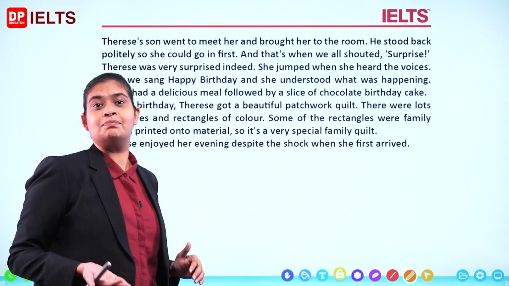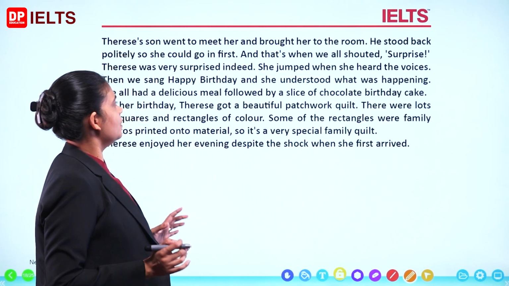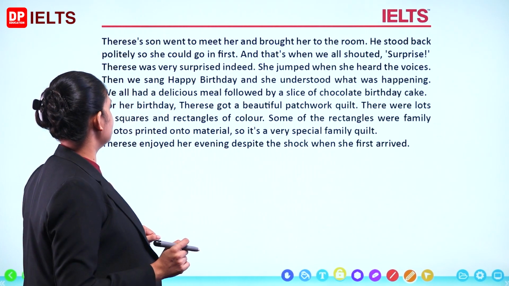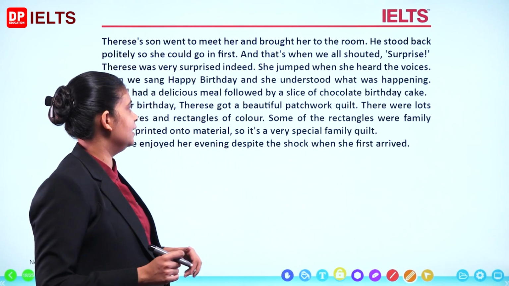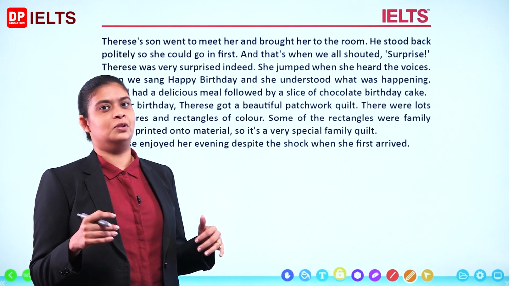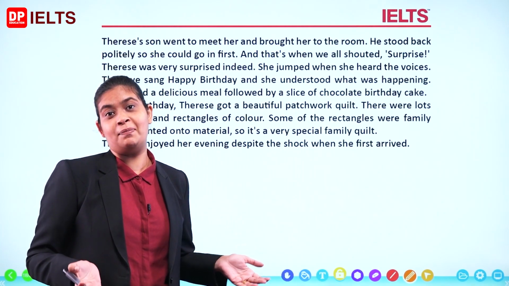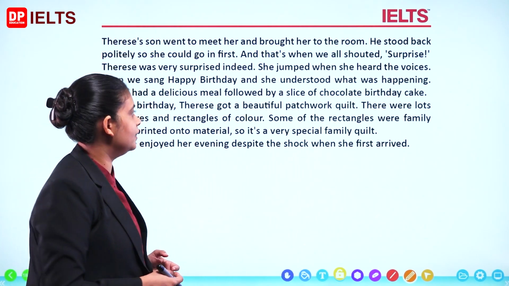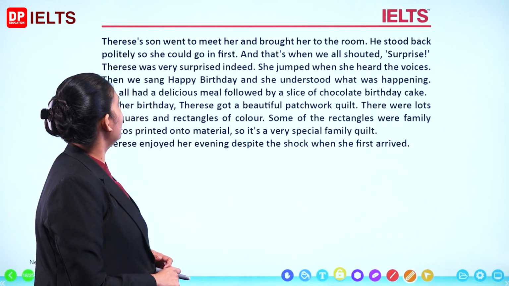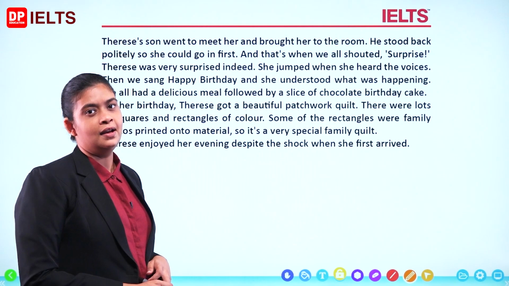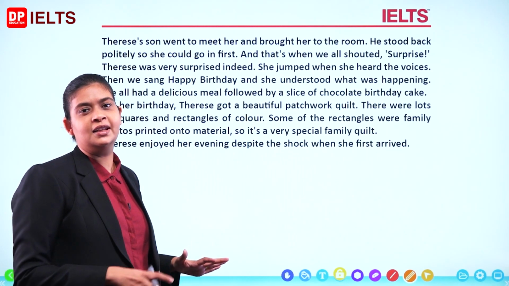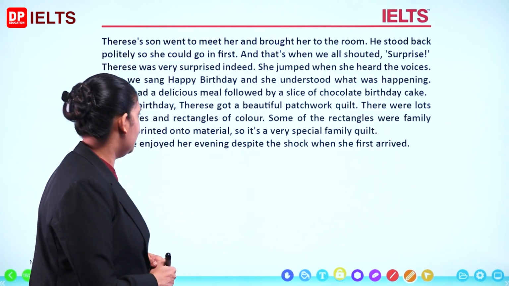Therese was very surprised indeed. ඉතින් Therese පුදුම වුණා. She jumped out when she heard the voices and then we sang happy birthday and she understood what was happening. ඉතින් අපි එකපාරට පැන්නා. මොකද බය වුණා. බය වෙලා ඊට පස්සේ අපි හැමෝම happy birthday කියනකොට එයාට තේරුම් ගියා මොකද්ද මේ කියලා. We all had a delicious meal followed by a slice of chocolate cake. ඉතින් අපි හොඳ dinner එකක් ගත්තා ඊට පස්සේ හොඳ chocolate cake කෑල්ලකුත් කෑවා.